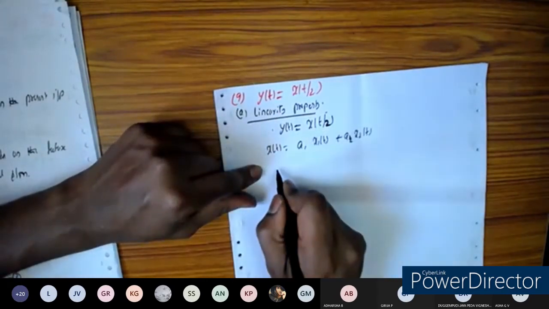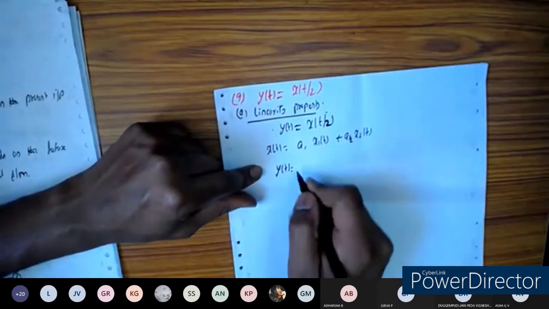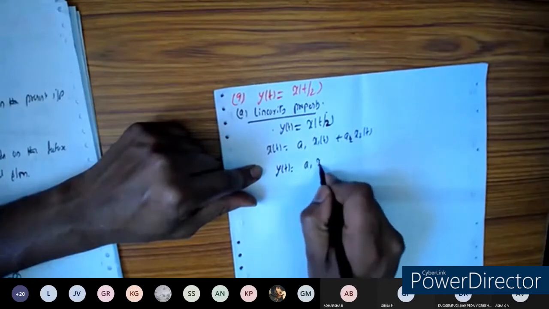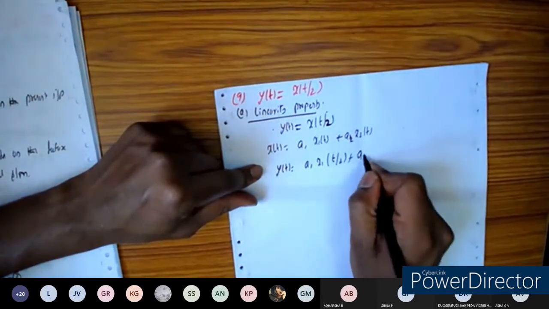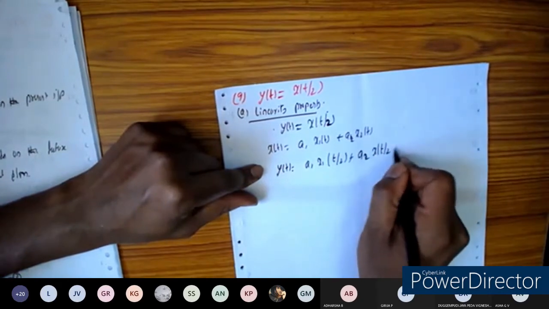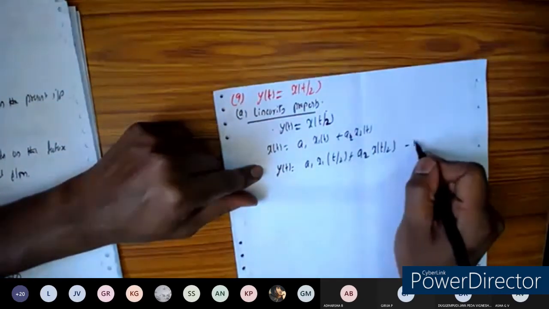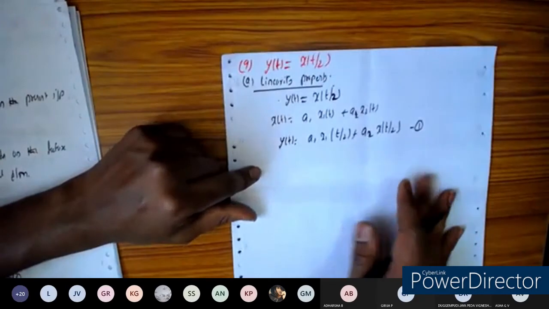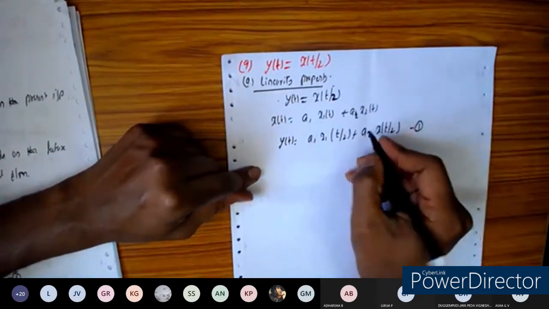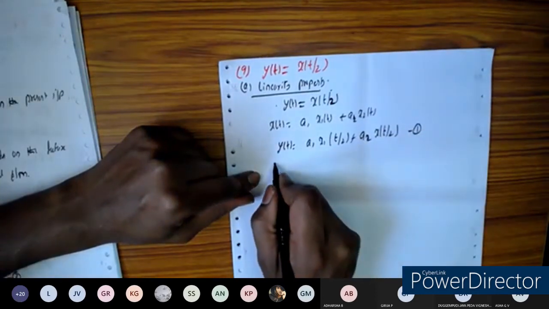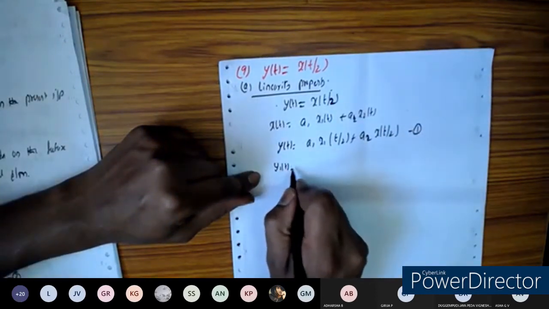If we give that as the input, y of t is equal to a1 into x1 of t by 2 plus a2 into x2 of t by 2. Call this equation number 1. The input time interval will be scaled down by 1 by 2. Got it?